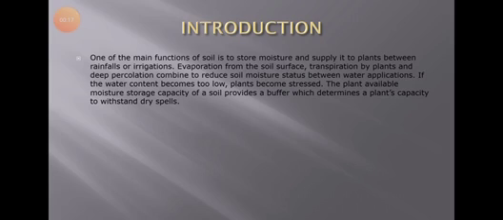Let's start. One of the main functions of soil is to store moisture and supply it to the plants between rainfalls or irrigation. Evaporation from the soil surface, transpiration by plants, and deep percolation combine to reduce soil moisture status between water application. If the water content becomes too low, plants become stressed. The plant available moisture storage capacity of a soil provides a buffer which determines a plant's capacity to withstand dry spells.